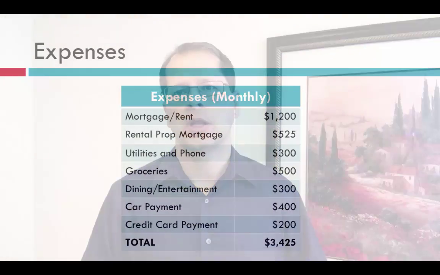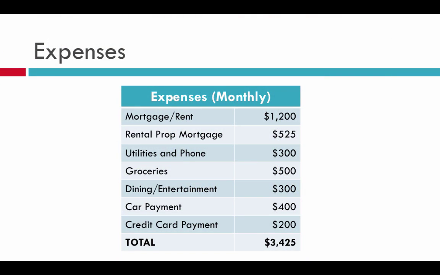Most people have more expenses than are listed here, and you probably do too. The cash flow statement should capture everything, but this is just an example. When we add up this person's expenses, they spend $3,425 a month, or at least they did in the month being tracked. Easy enough, right?